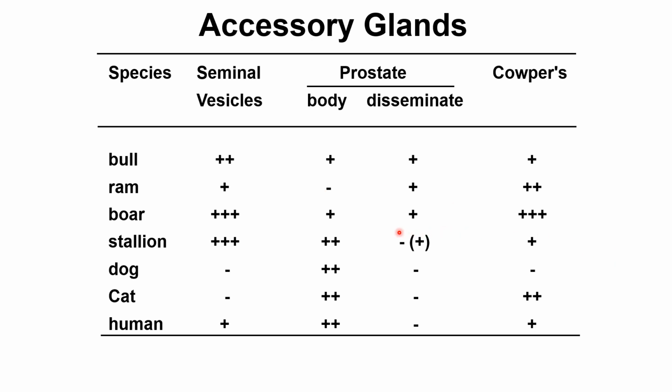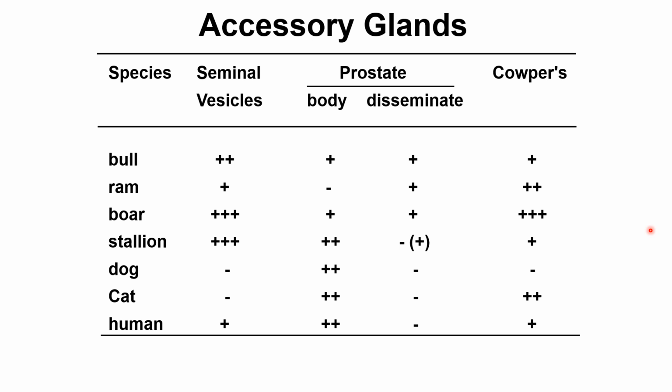As you can see here in the stallion, the body of the prostate is present, whereas the disseminate part of the prostate can be present or absent. The minus or the plus indicates that some stallions have a remnant of it, but generally the disseminate part of the prostate is absent in the stallion.